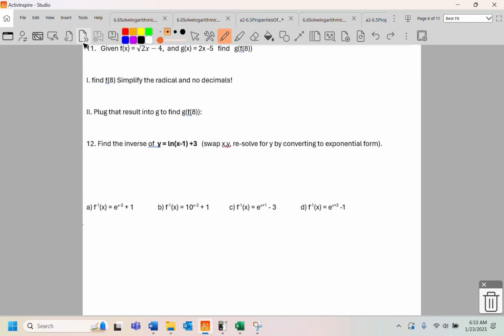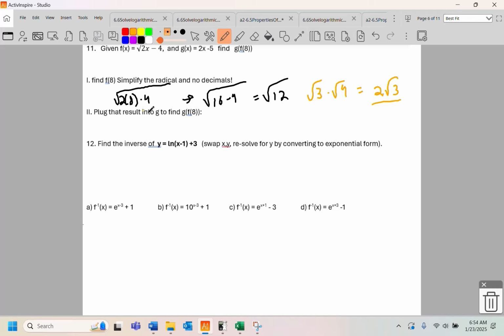So I broke 11 into 2 parts just to see how many kids could actually do the basic part, which is plugging in a number, because I was curious. So you're supposed to find f of 8 in part 1. That's going to be the root of twice an 8 minus a 4. It's going to be the root of 16 minus 4, which is the root of 12. And it does say simplify your radical. Well, root 12 is root 3 times root 4, and root 4 is 2. So 2 root 3 is my simplified radical.